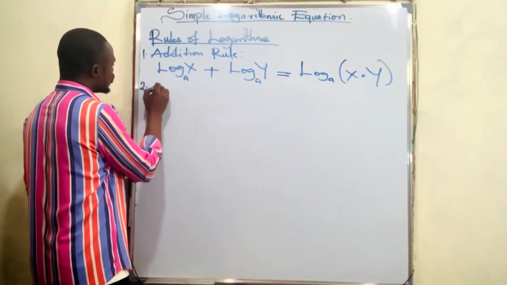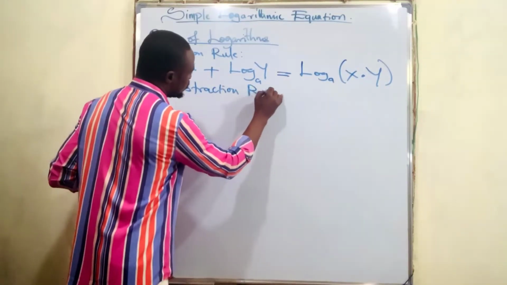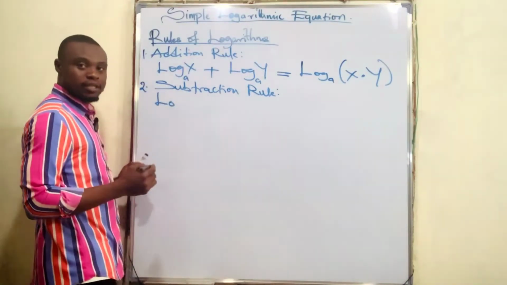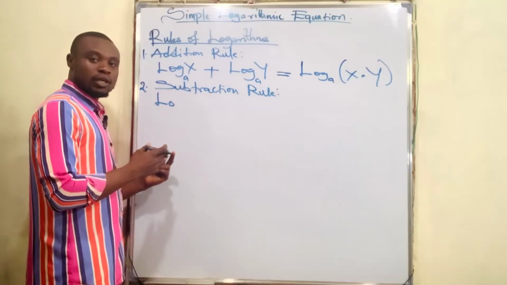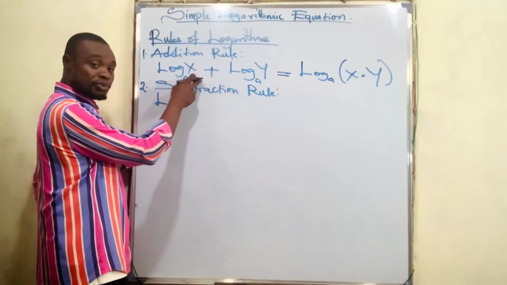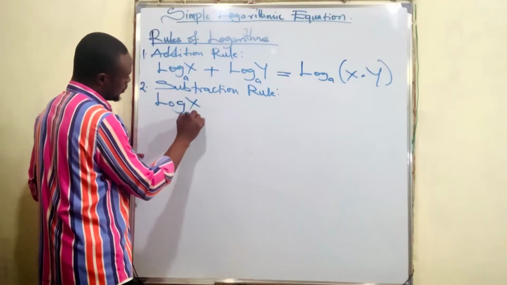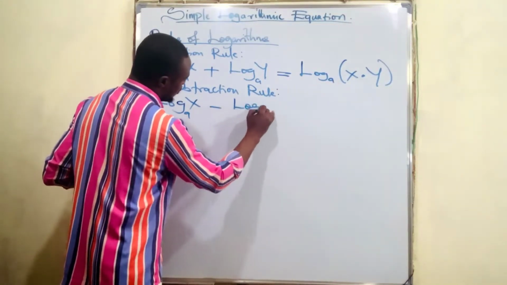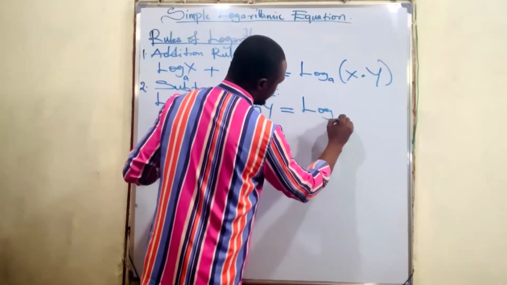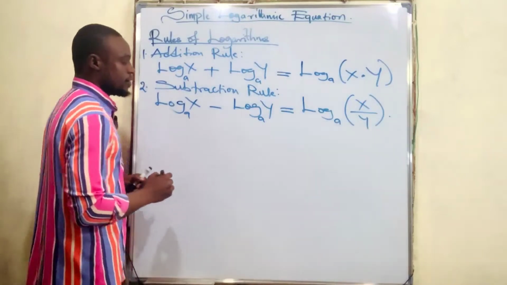The second is the subtraction rule. The subtraction rule is almost the same, but the subtraction rule has to do with minus and division, just like the addition rule has to do with plus and multiplication. So we have this, log x minus the log of y base a. Now this is the same thing as log base a of x divided by y, in bracket like this. All right.